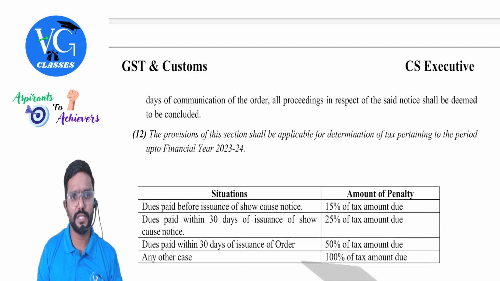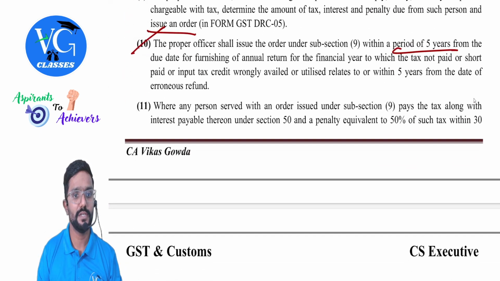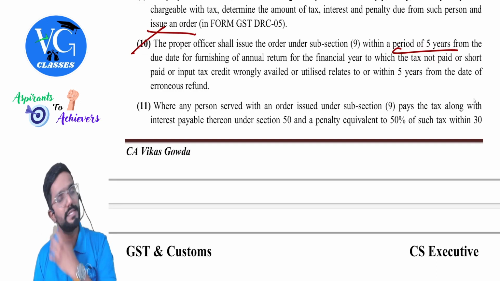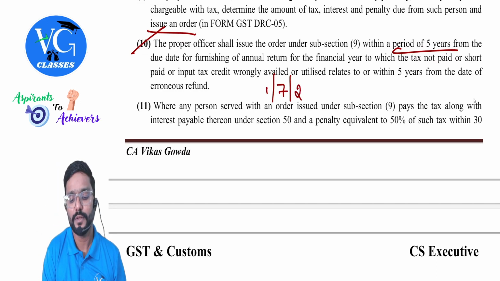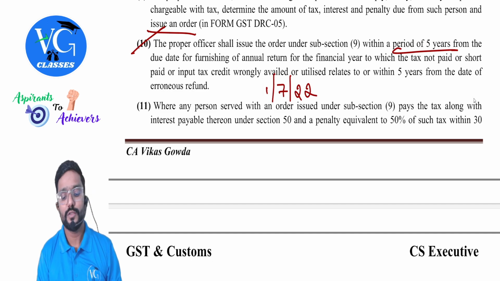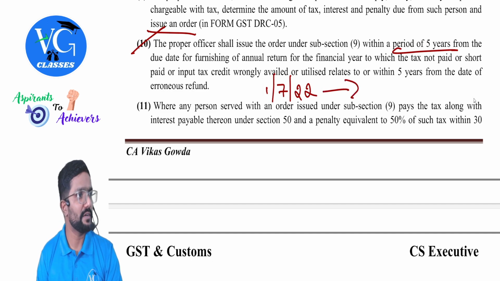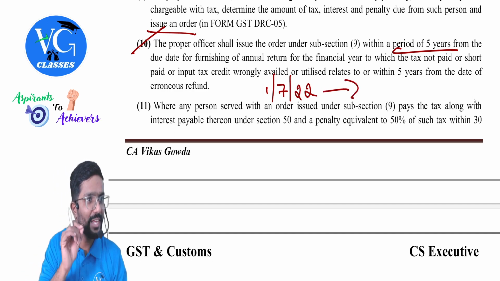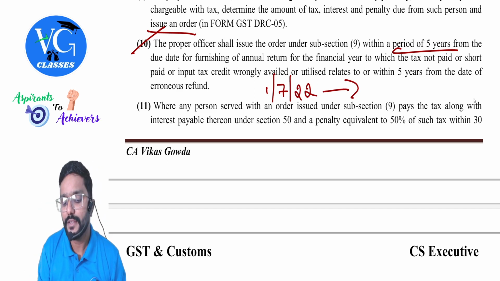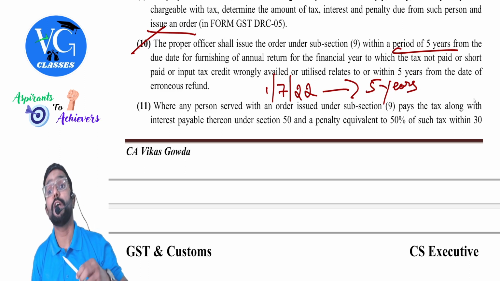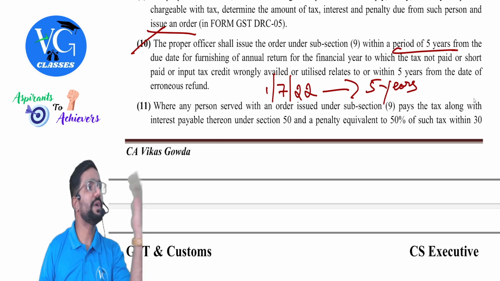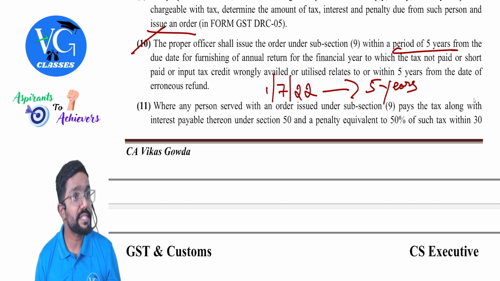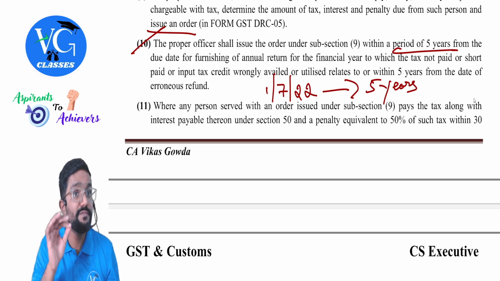But assume this is the case of that erroneous refund. Assume, guys, I had claimed excess refund on what day? Assume 1st July 22. So this is the date of claiming erroneous refund. They're telling within 5 years. Within 5 years from where? 1st July 22. Order has to be passed. And 6 months before that, notice has to be issued. Is that clear? Please be careful for erroneous refund.